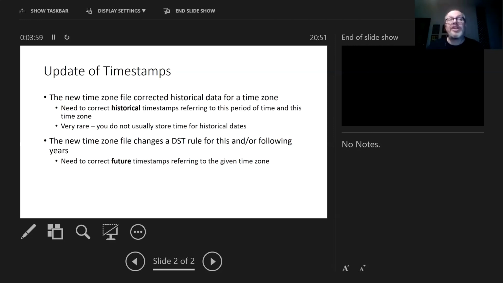So if you have future timestamps that need correction because they were stored using the previous rule that was in effect, and you have some timestamps that happen to fall in the time period that will differ between these two time zone files, you have to change the timestamps, upgrade the timestamps. If you have only historical timestamps that refer to something that already happened, then usually you are not affected anymore, because the rules for those timestamps will not change with the new version of the time zone file.